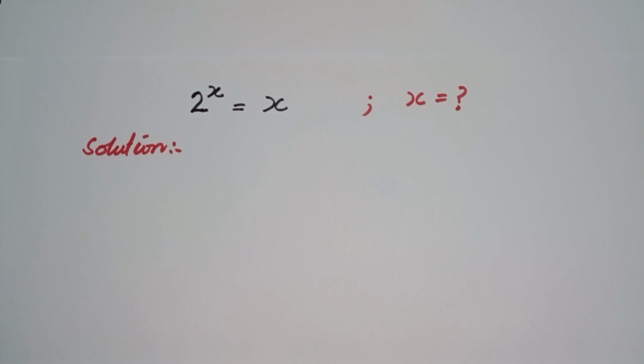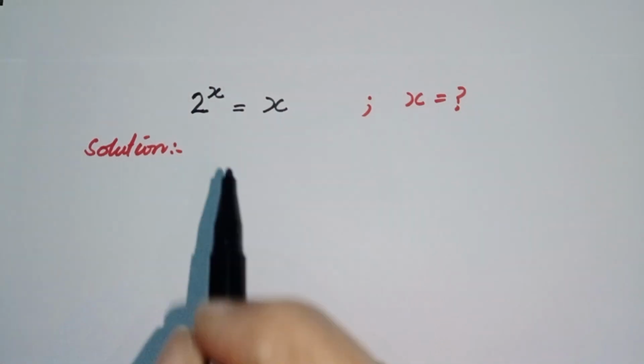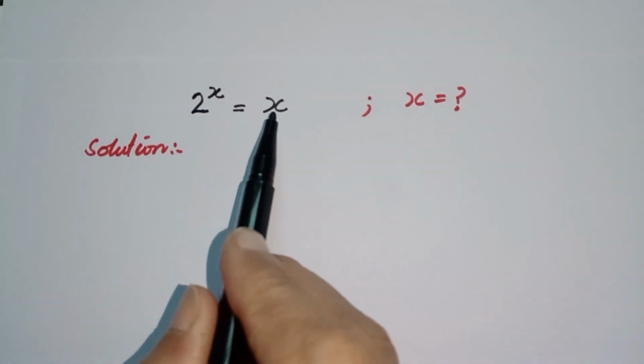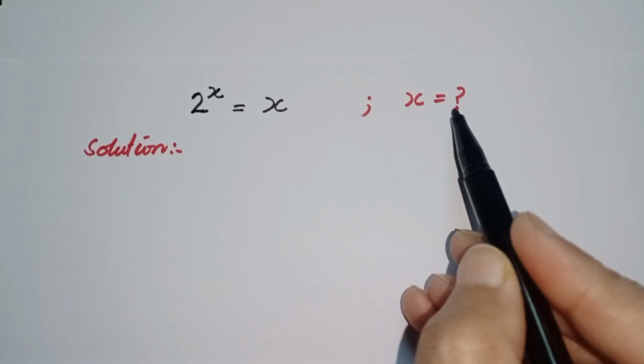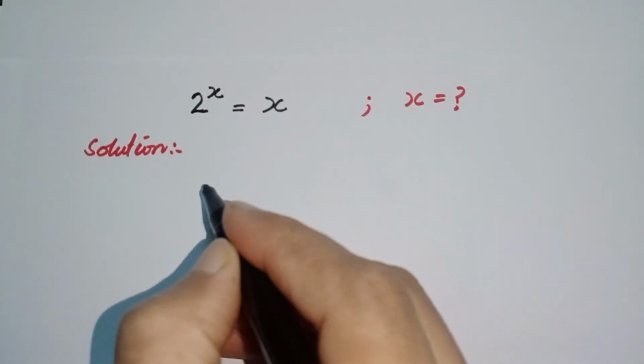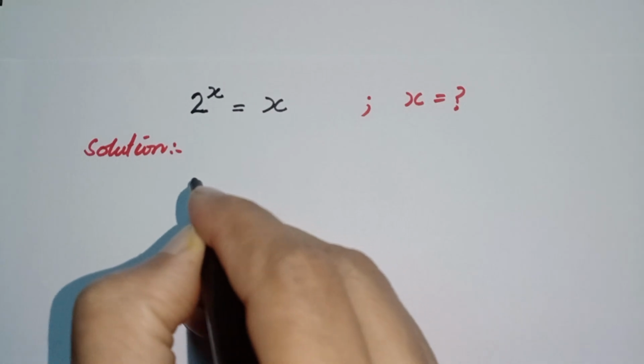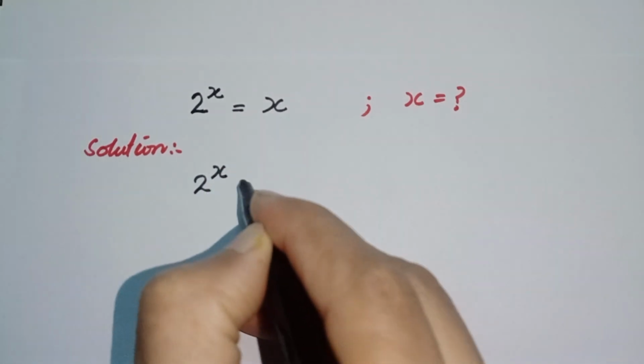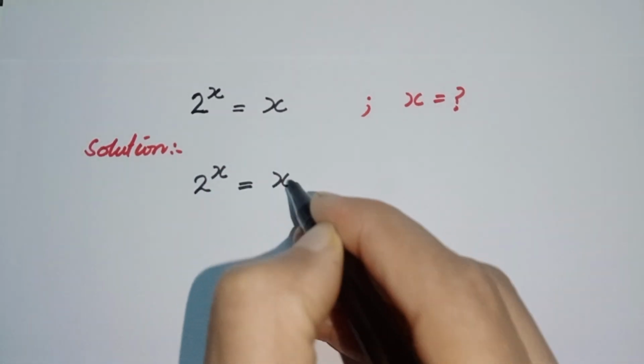Today we are going to solve a great challenge. We have an exponential equation. The exponential equation is 2 to the power x is equal to x, and we have to calculate the value of x here. So let's start this challenge. We will write the exponential equation 2 to the power x is equal to x.